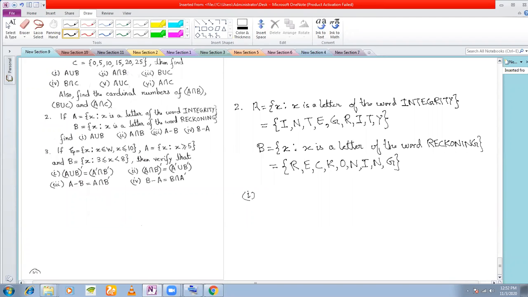Your first question here is A union B. What is this set? This set A union this set. So what should be the union of these two sets? The union of these two sets is the elements of both the sets, that is, in A or B or both.